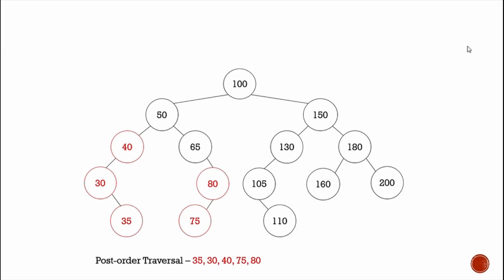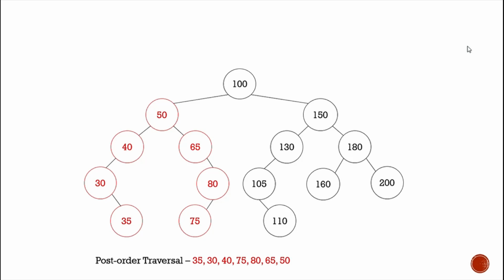Now we backtrack to 65. As both the left subtree and right subtree of 65 are done being visited, so now 65 is printed as it is the parent node here. Now we backtrack to 50. As both the left subtree and right subtree of 50 are done being visited, so now 50 is printed as it is the parent node here.